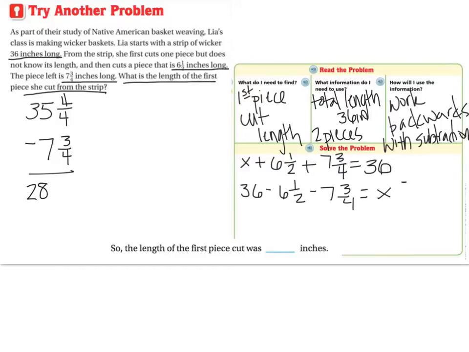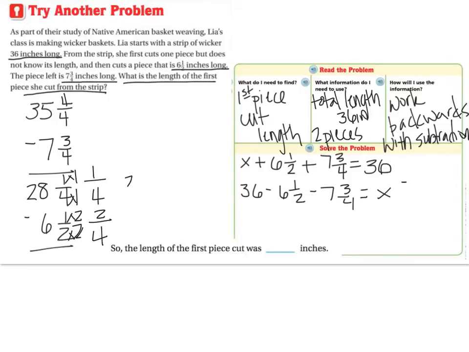28 1/4. Now I have left to subtract 6 1/2. These do not have common denominators, so I'm going to need to change that before I subtract. I know that 2 and 4 have 4 in common. 4 times 1 equals 4, so 1 times 1 on the top. 2 times 2 equals 4, so I need to multiply by 2 on top.